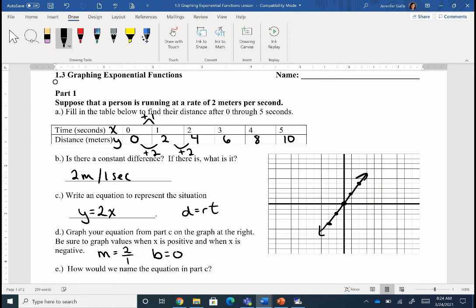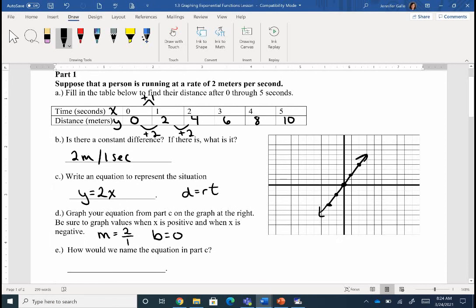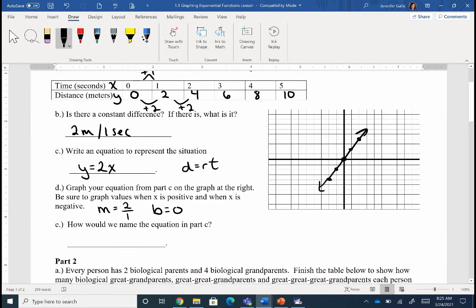Now, for a given situation, are those negative values applicable? Can we have negative time? No. Can we have negative distance? No, we can't. So if we were to name the equation we wrote, what do we call an equation whose graph makes a straight line? Linear. Yeah, linear. It even has the name line in it.